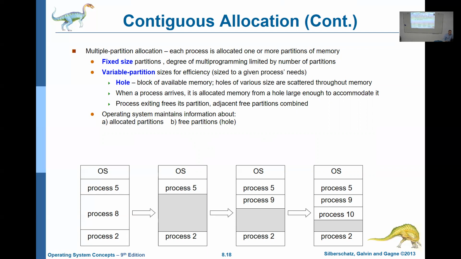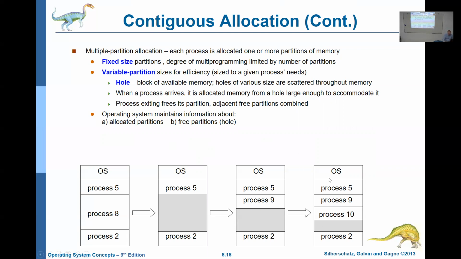Because remember, we're talking about contiguous allocation. What does contiguous allocation mean? It means that the memory of the program is adjacent. In other words, the whole program is in one area. If it's variable partition size, then it's in one partition. If it's fixed size, then it's either in one partition or in multiple. But those multiple partitions are all adjacent to each other because it's contiguous allocation.